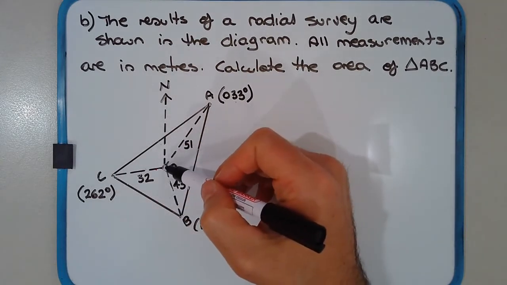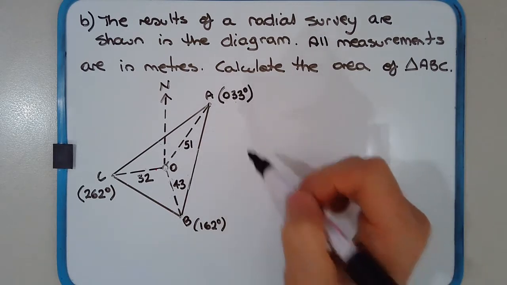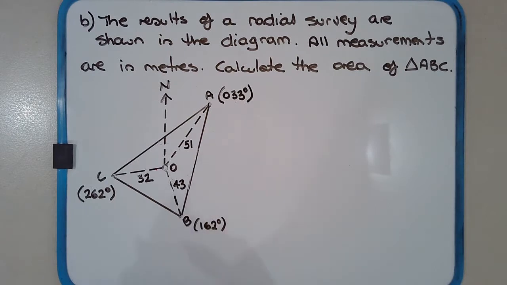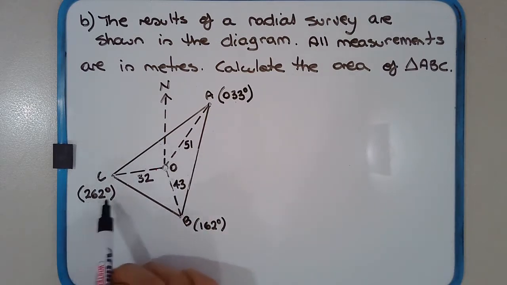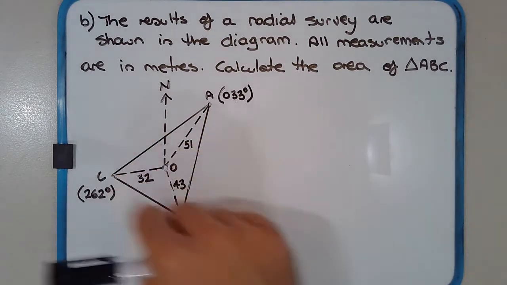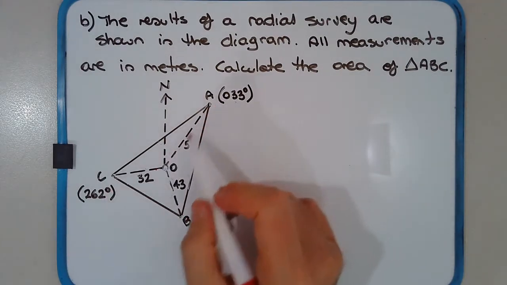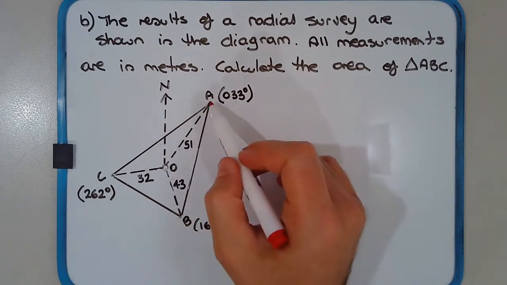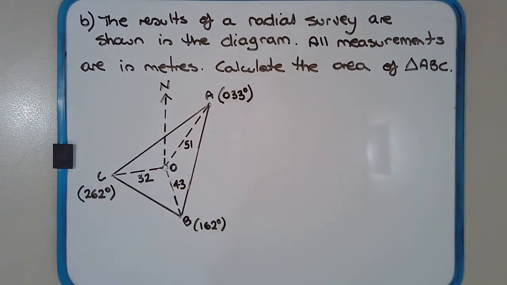From point O to point A is 51 meters, and A is on a bearing of 033 degrees from north. Point B is 43 meters away from O, and it's on a bearing of 162 degrees. And point C is 32 meters away from O, and it's on a bearing of 262. So we almost have what we need to calculate the area of this shape. This triangle ABC is really composed of three smaller triangles: triangle AOC, AOB, and BOC. So let's work out the angles first.